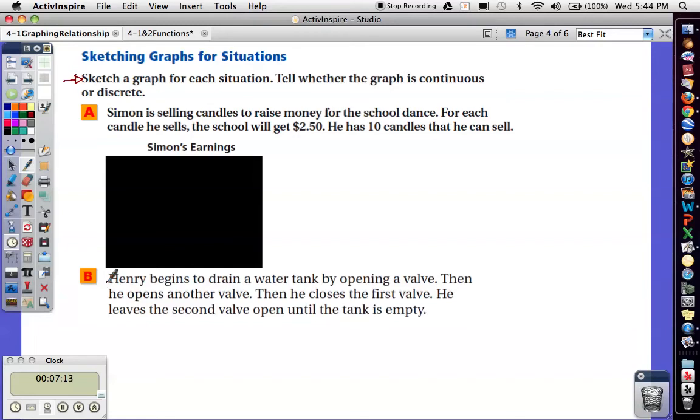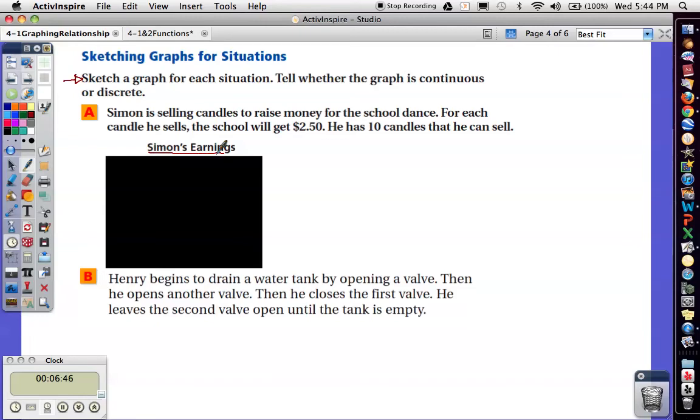For these 2 examples, you do not need to copy down all these words. I just want you to draw the graphs on your note guide. When you're starting a graph, guys, think about what's realistic here. Simon's earnings. Can he earn part of $1? Can he earn negative amount of money? Can he sell negative amount of candles? Where's your graph going to be for A? Hopefully you're all saying quadrant A, or quadrant 1. So set it up in quadrant 1, label here, Simon's earnings.